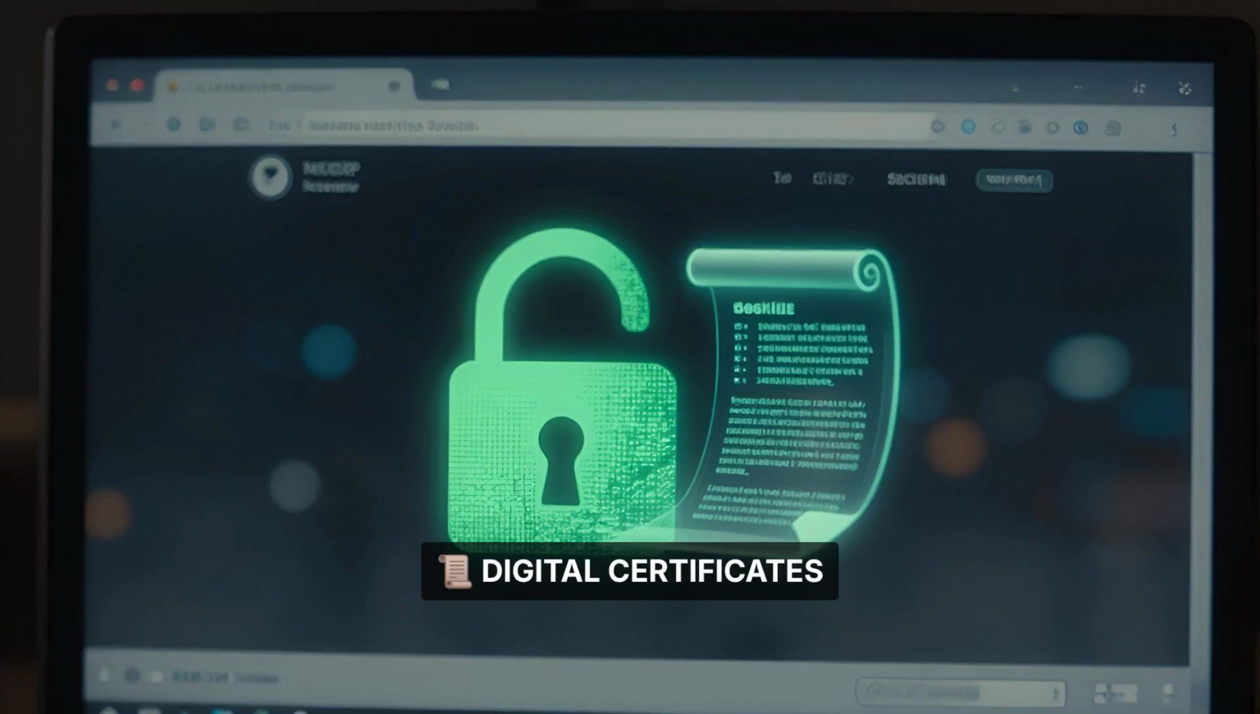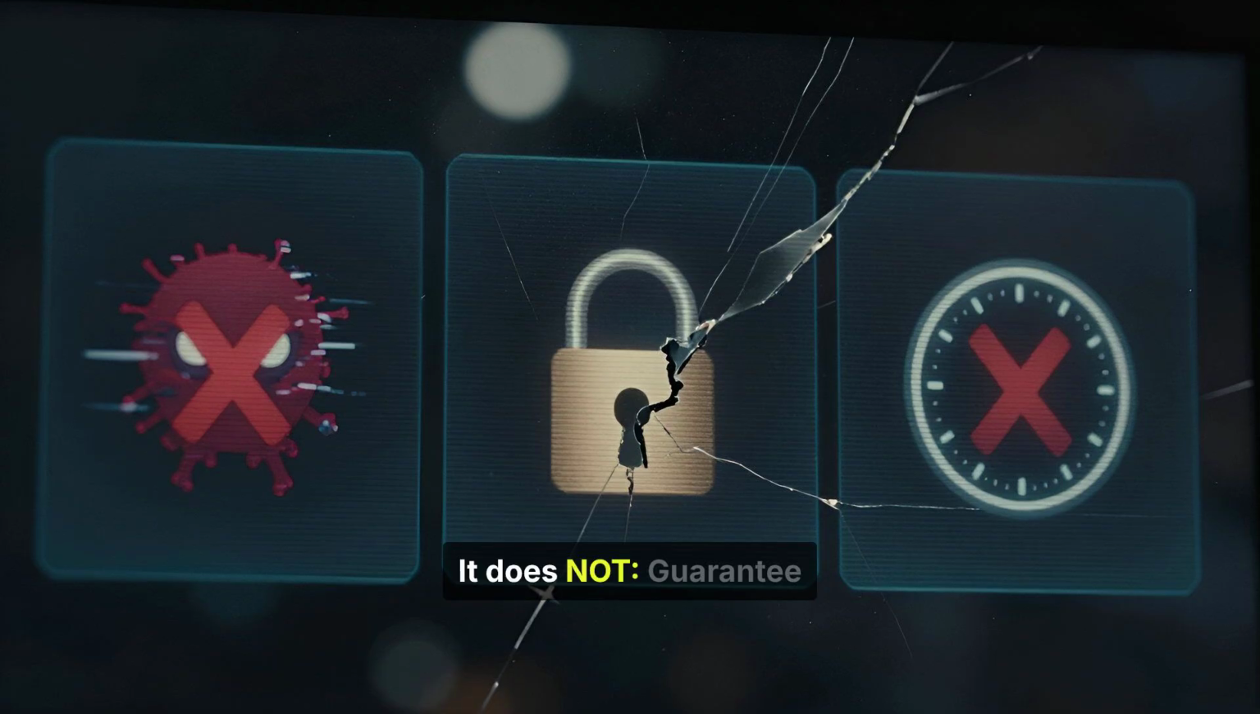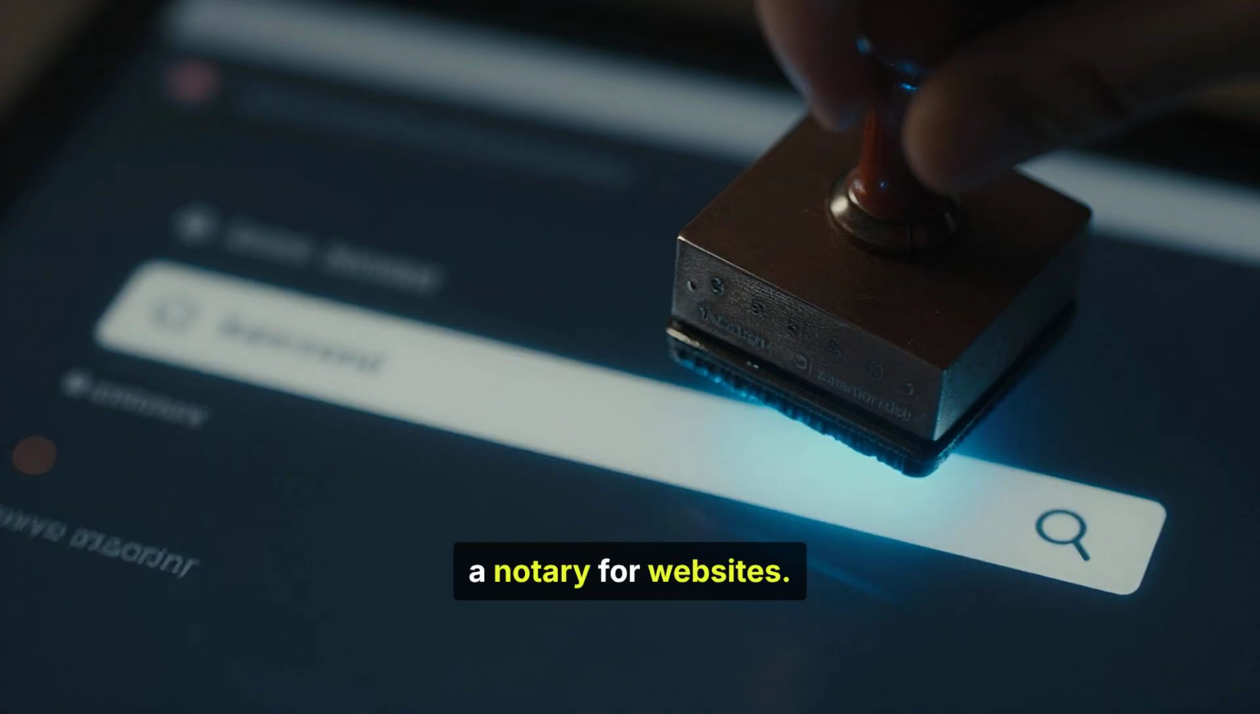Digital certificates, trusting public keys. When you visit a secure website, your browser checks its digital certificate. A digital certificate verifies ownership of a public key and confirms you're communicating with the correct server. It does not guarantee no malware, guarantee perfect security, or improve speed. A certificate authority verifies the authenticity of encryption keys. Think of it as a notary for websites.